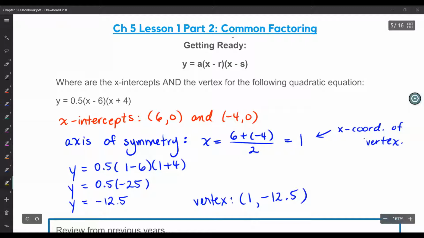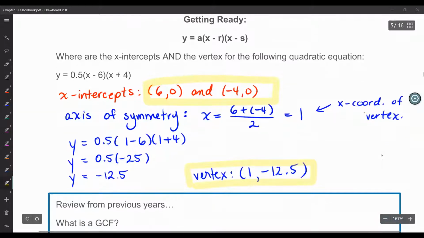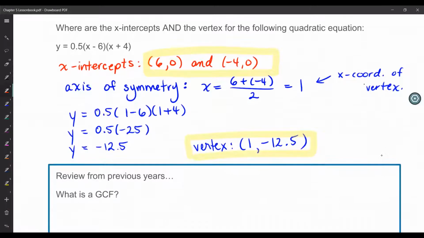Okay, so here are our solutions. We've got our x-intercepts and we've got our vertex point. Okay, so that's just kind of a recap of what we can find from factored form. We talked about this at the end of chapter 4. And we're also going to review a couple little things from grade 9.